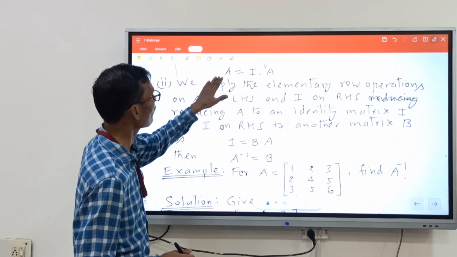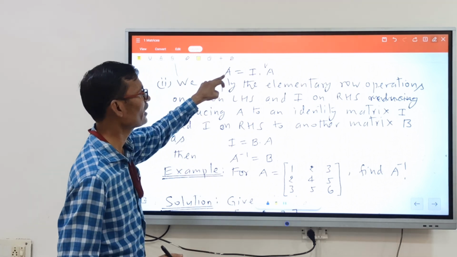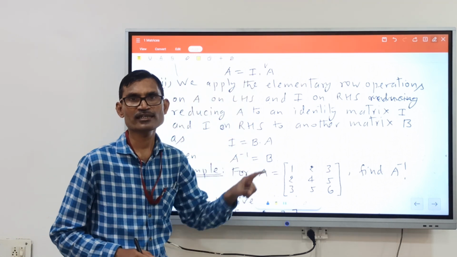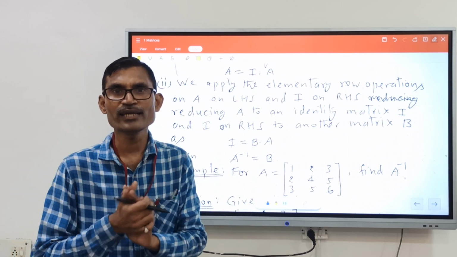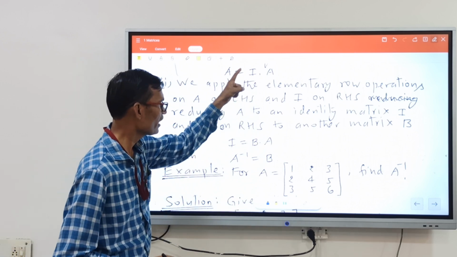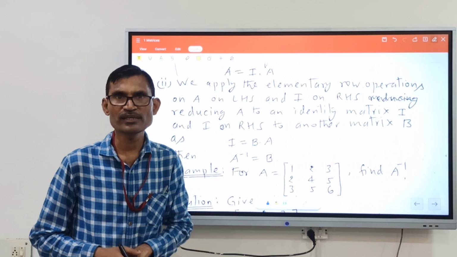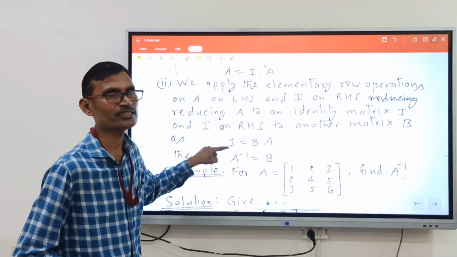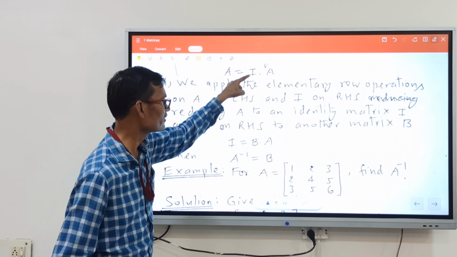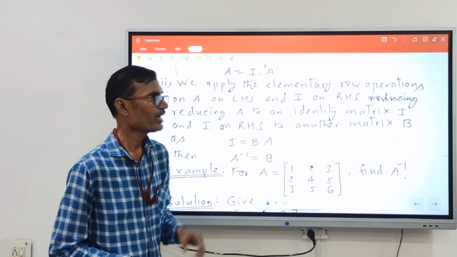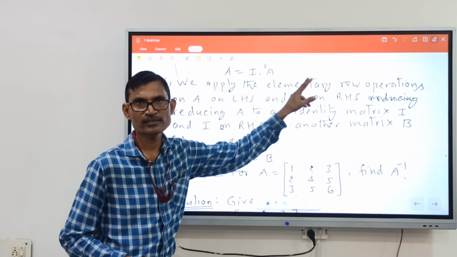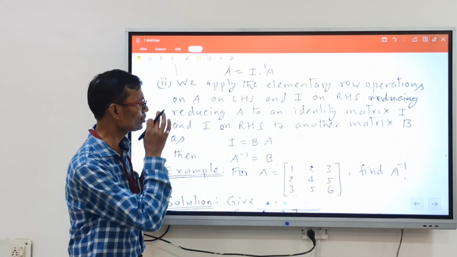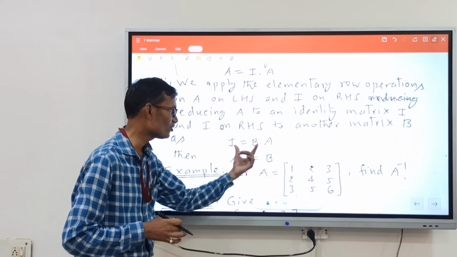When we apply the elementary transformation on A on the left hand side, the same is also applied on the right hand side, on I only, and this I will take another form. Suppose it becomes B. So the A on the left hand side becomes an identity matrix and the I on the right hand side becomes another matrix B, and the second A on the right hand side is the same, no change at all. So it becomes I equal to B into A.